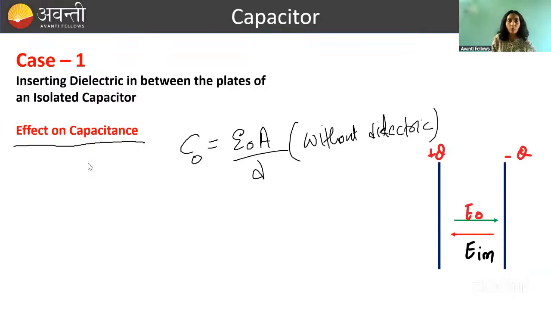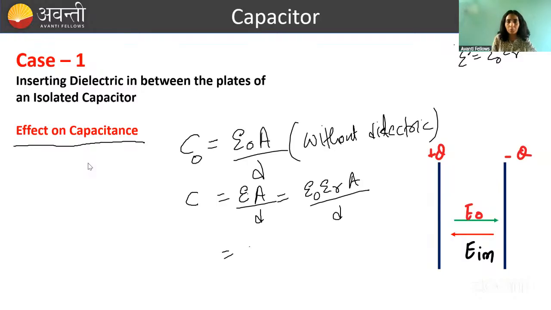Now, what will happen if we are inserting dielectric? Let's say capacitance is C. So epsilon naught is permittivity in vacuum. In any other media, any other dielectric, it will become epsilon A by D. And you already know epsilon is equal to epsilon naught epsilon R. ठीक है, so epsilon की जगह आप क्या लिखने वाले हो, epsilon naught epsilon R A by D.